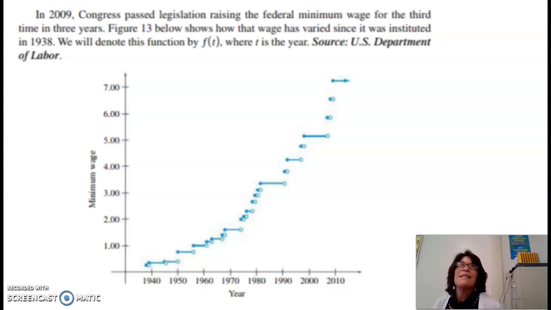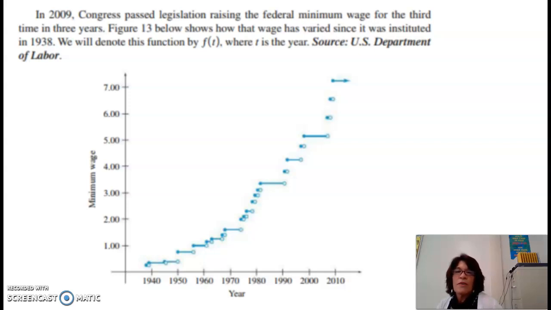Hi, calculus. We are moving on to 3.2 and 3.3. So we start with this idea of continuity, a continuous function. For example, here's a function. Congress passed legislation raising the federal minimum wage for the third time in 3 years. Figure 13 shows how that wage has varied since it was instituted.